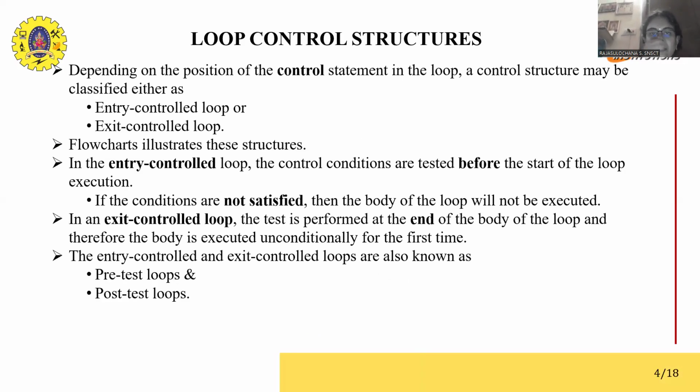So depending on the position of the control statement in the loop, the control structure can be classified either as entry control loop or exit control loop. In an entry control loop, the control condition is tested before the body of the loop is executed. If the condition is not satisfied, then the body of the loop will not be executed. In an exit control loop, the test is performed at the end of the body of the loop. Therefore, the body of the loop will be executed at least once without the condition being checked. The entry control and exit control loops are also called pre-test loops and post-test loops.